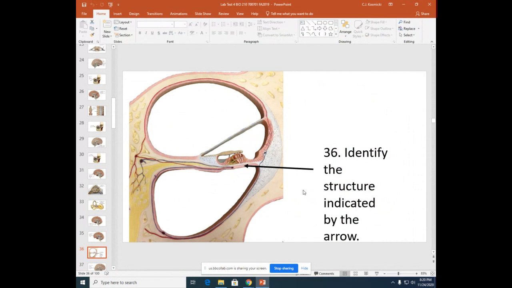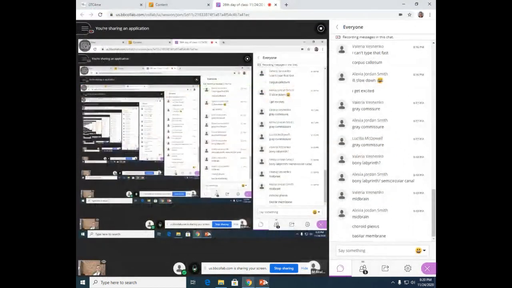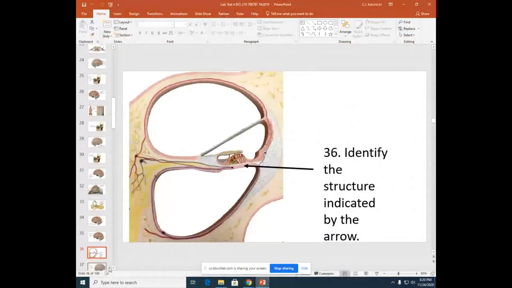Identify the structure indicated by the arrow. We talked a lot about this structure tonight. Where those pressure waves slam against it, cause distortion, right? So you should feel pretty good about what that is. Okay, what are we looking at? Good job. You guys made me so happy.